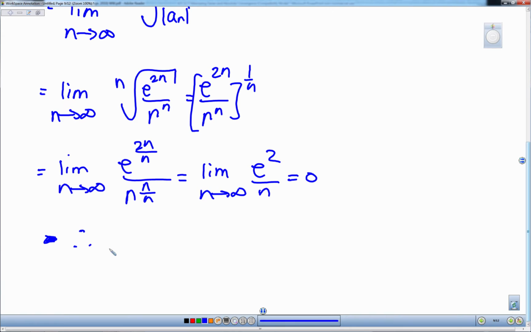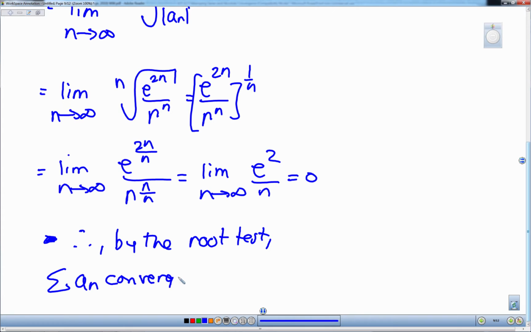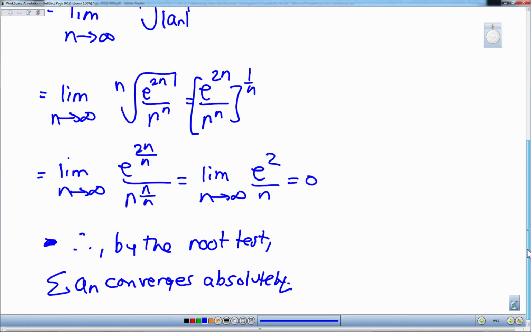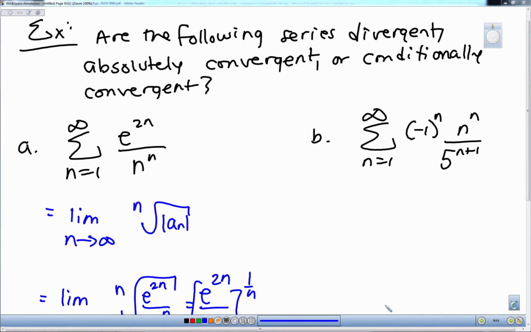Therefore, by the root test, our series converges absolutely. Bam! We don't even have to worry about conditional convergence. We've got absolute convergence, just like that. Okay, give you a chance to jot that down. And let's take a look at this guy.